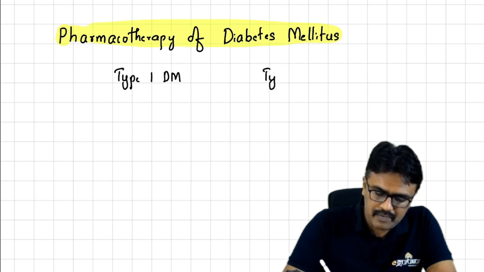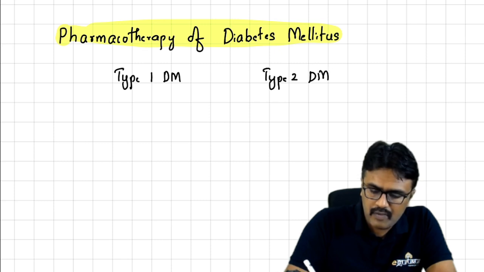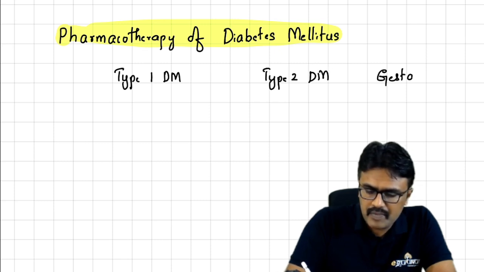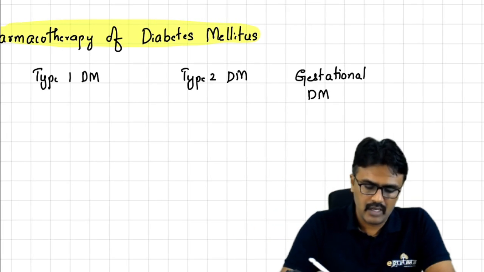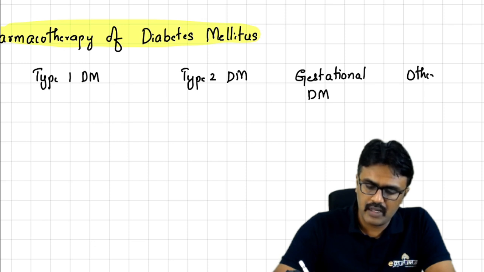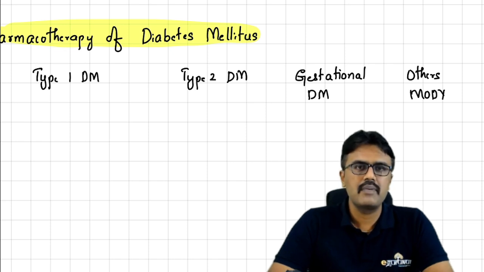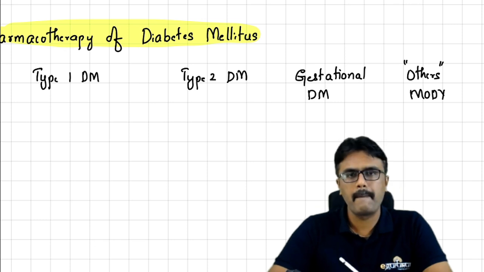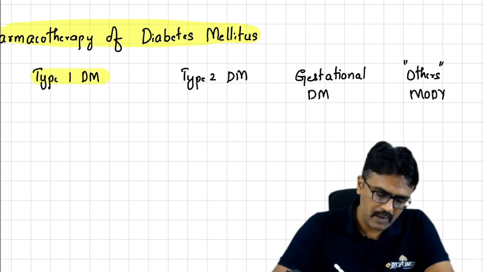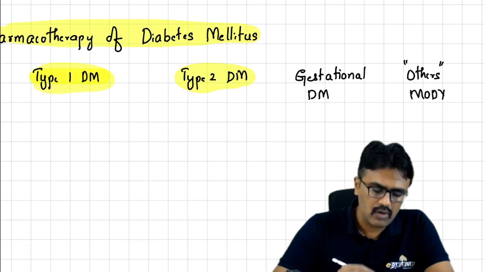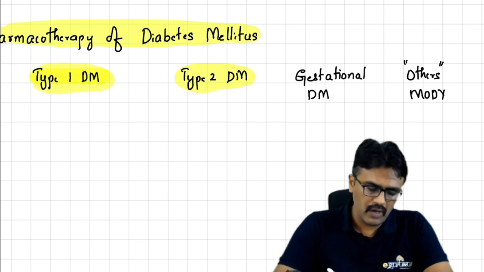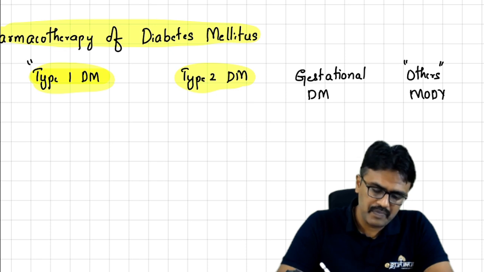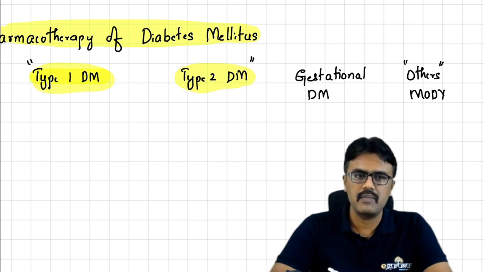and type 2. And we have another variety, which occurs in pregnancy, called gestational diabetes mellitus. Now, another category is others, and in that we have maturity onset diabetes of the young, drug induced diabetes, and diabetes associated with cystic fibrosis. All others come here. These are rare. What is common is type 1 and type 2 diabetes, which have to be known properly. Here we will mainly concentrate on the treatment of type 1 and type 2 diabetes.